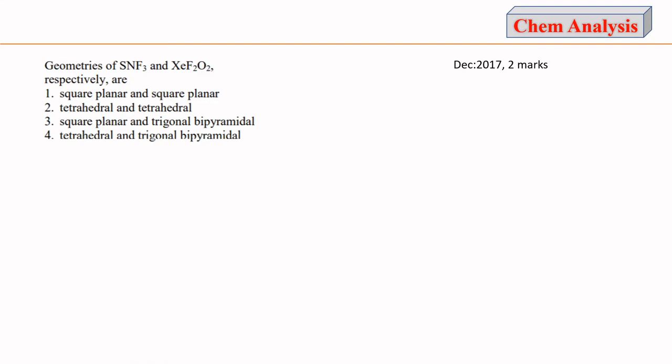And in SNF3, the central atom is not nitrogen, the central atom is sulfur. So sulfur will contribute 6 electrons, and there will be 3 electrons from the 3 fluorine atoms, and the nitrogen will donate 3 electrons to sulfur and will form 3 bonds. This 3 electron from nitrogen, that means total of 12 electrons, that is 6 electron pairs.